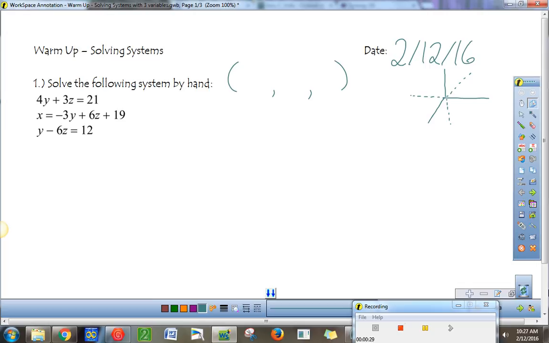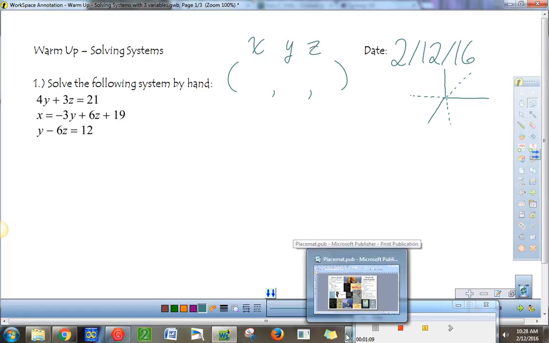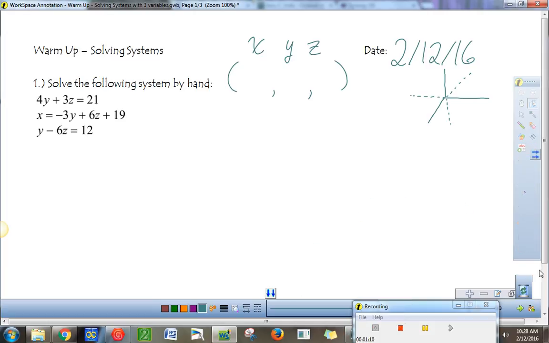Okay. So what you want to do is you have to kind of assess the situation. What do you have to use at your disposal? So what variables are we looking at here? X, Y, and Z. Okay. And sometimes they'll give you an equation that only has one variable in it, which is beautiful. And then sometimes you have two that have only two in them.